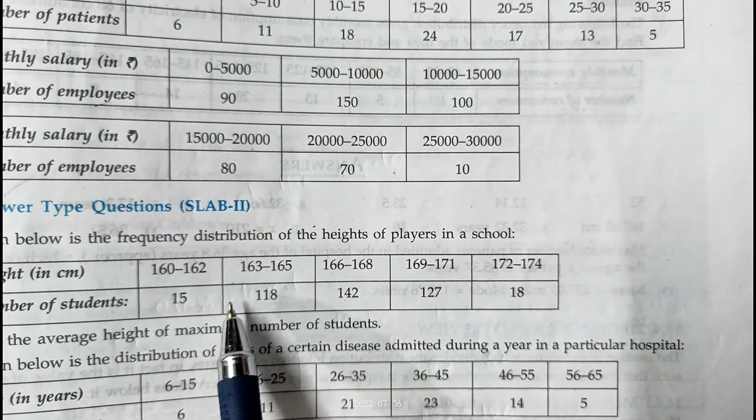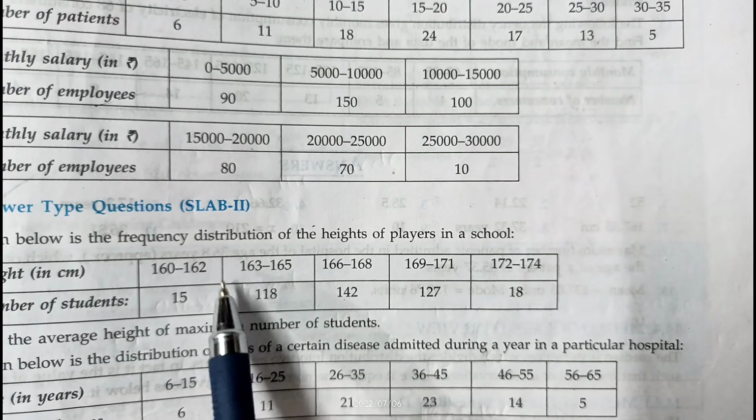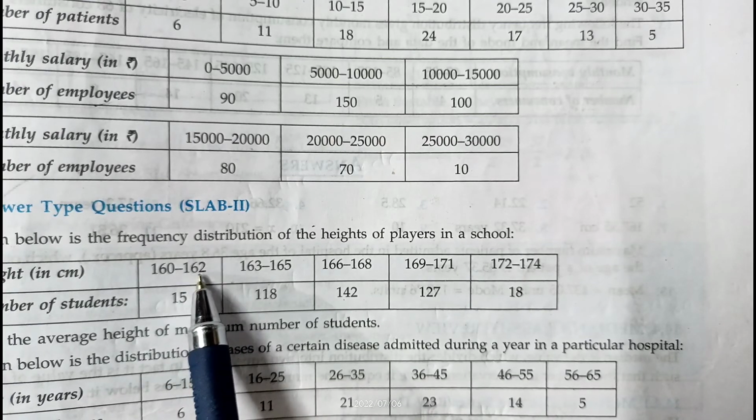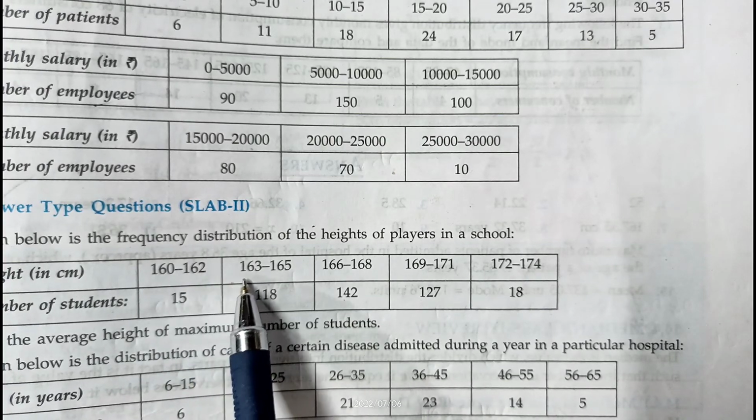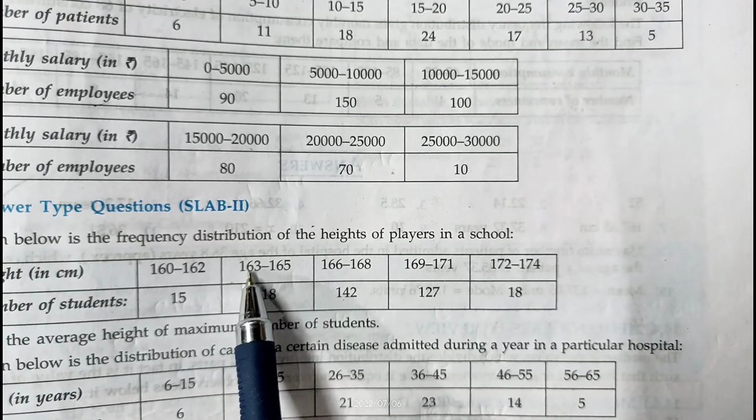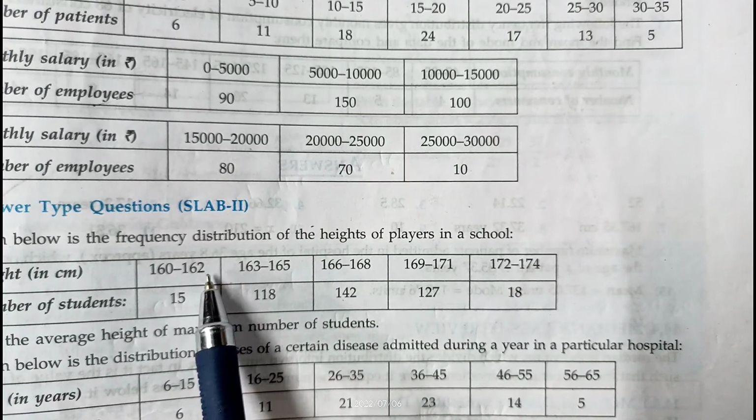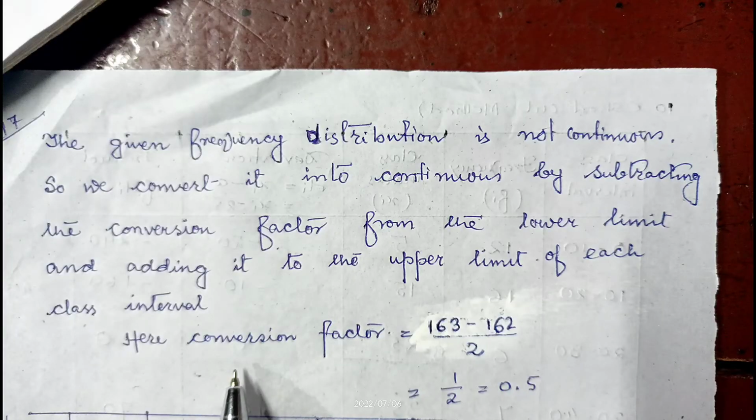To calculate the conversion factor, we have to subtract the upper limit of the first class interval from the lower limit of the second class interval, that means 163 minus 162, and that one we have to divide by 2. So here conversion factor will be 163 minus 162 divided by 2. It will be 1 by 2, that means 0.5.